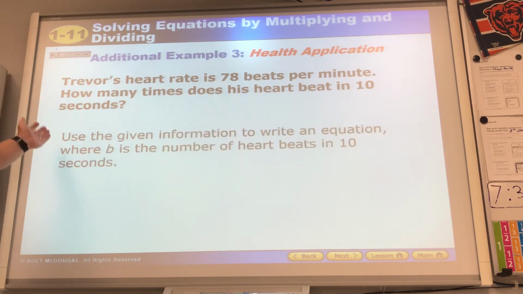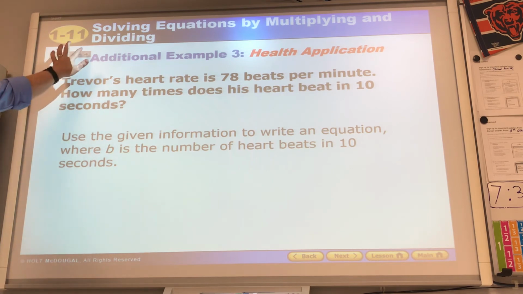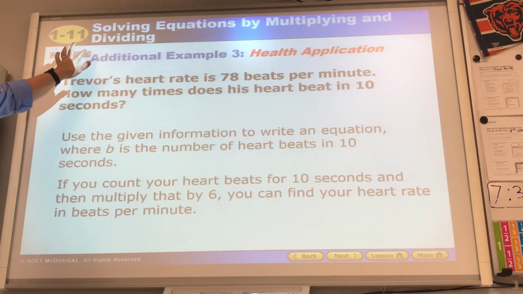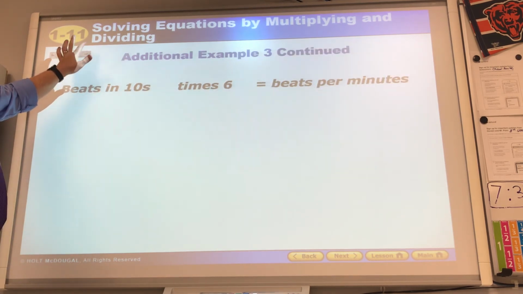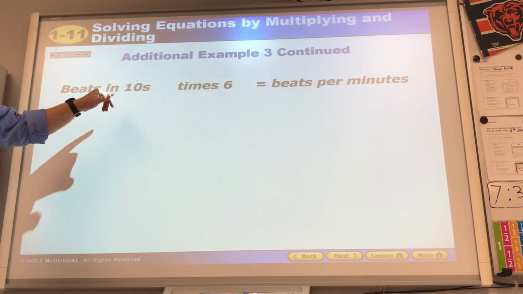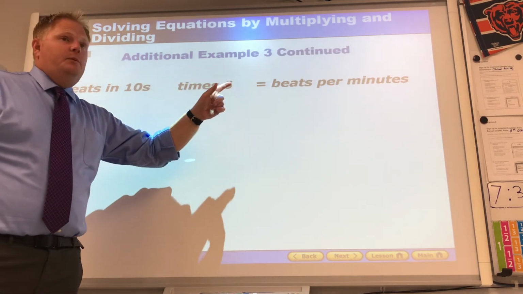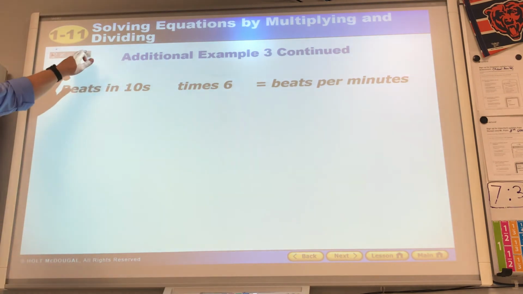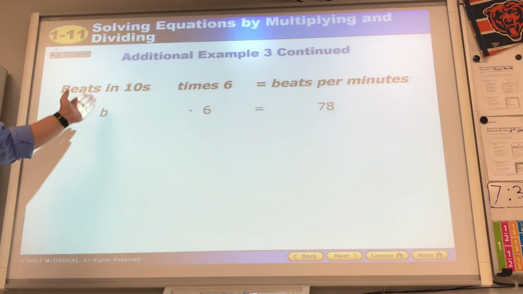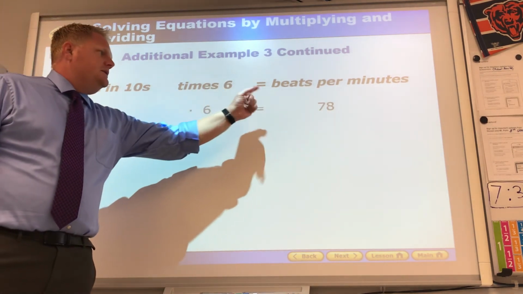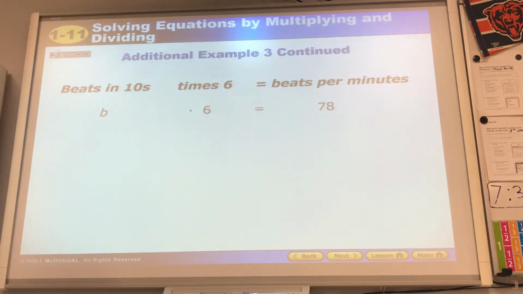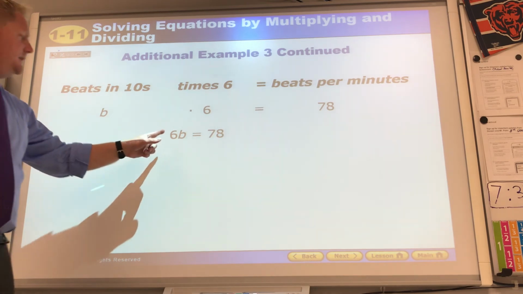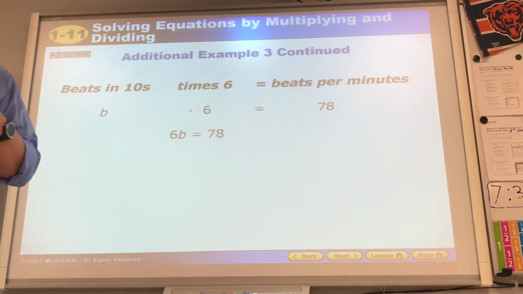All right. Use the given information to write an equation where B is the number of heartbeats in 10 seconds. If you count your heartbeats in 10 seconds, that's all right. So, beats in 10 seconds times 6, because that'll make 60 beats per minute. All right. 6 times B equals 78 beats per minute. So, let's look at the equation. 6 times B equals 78.